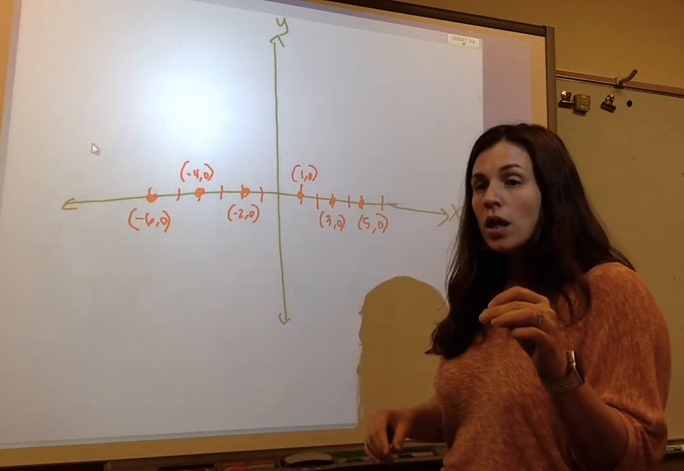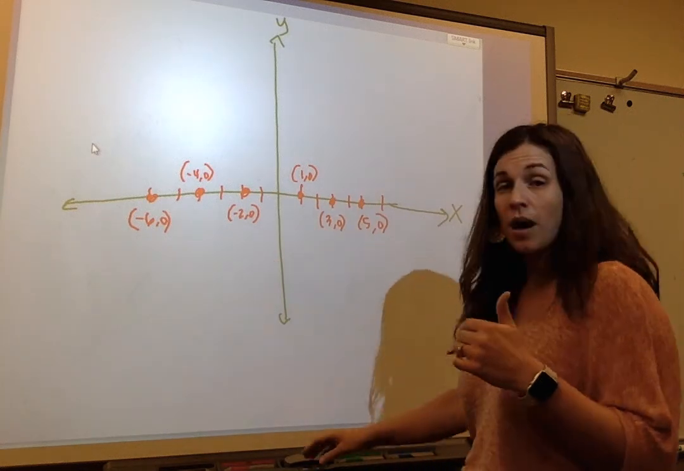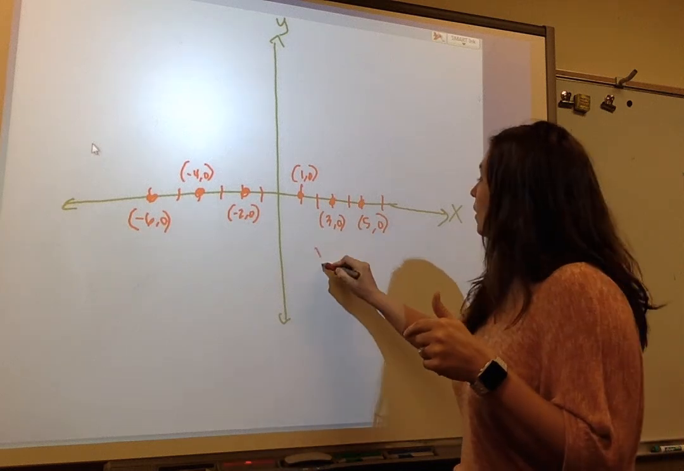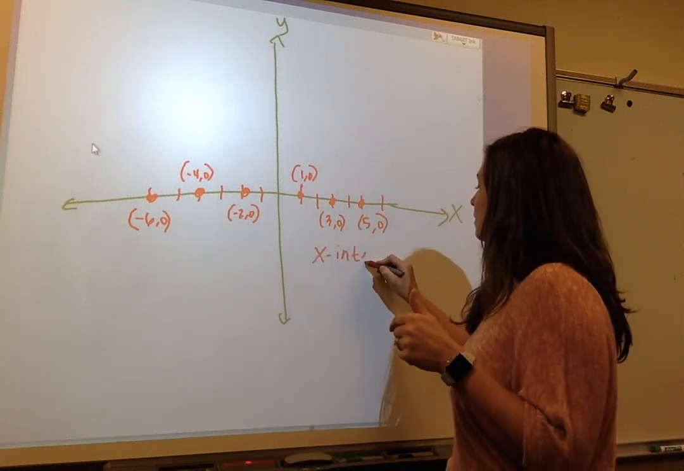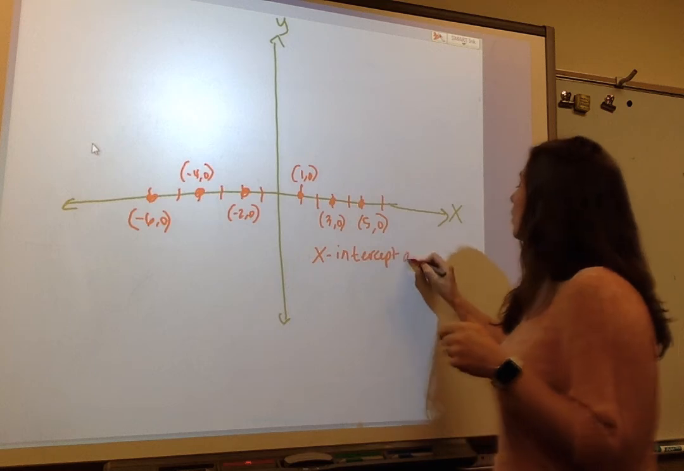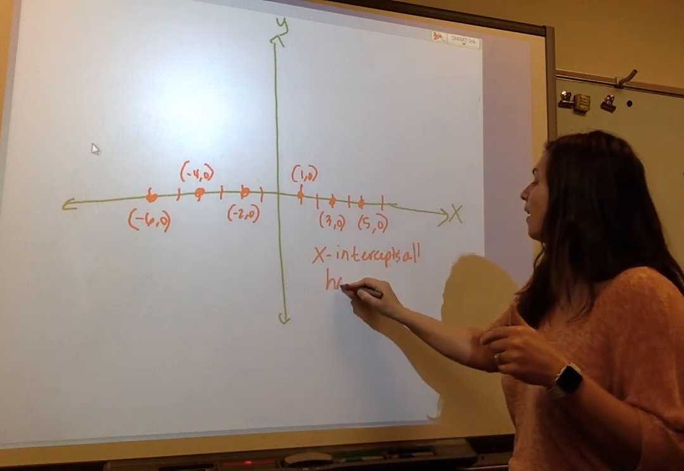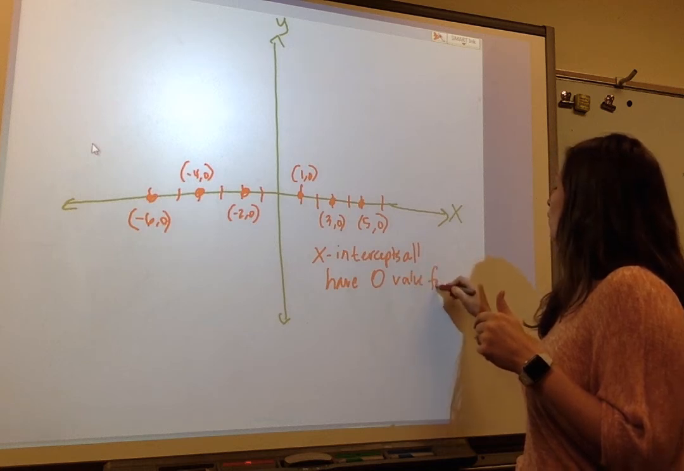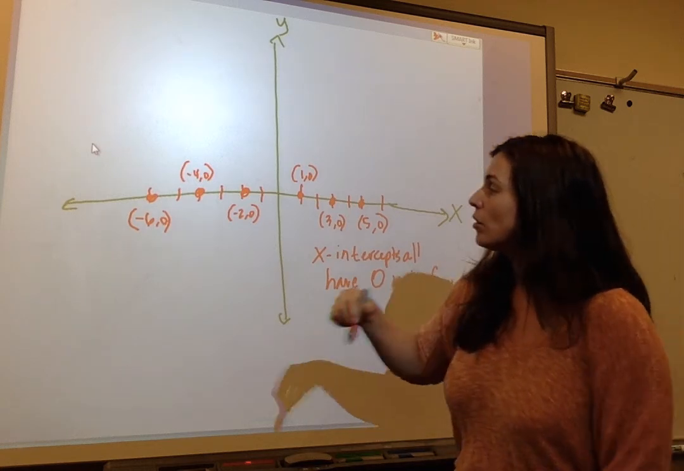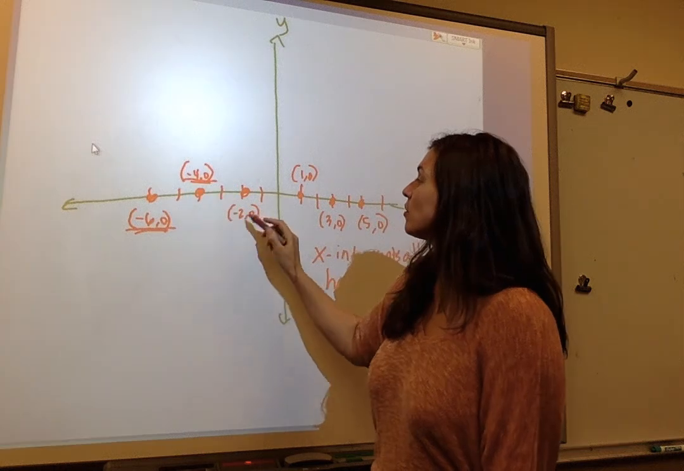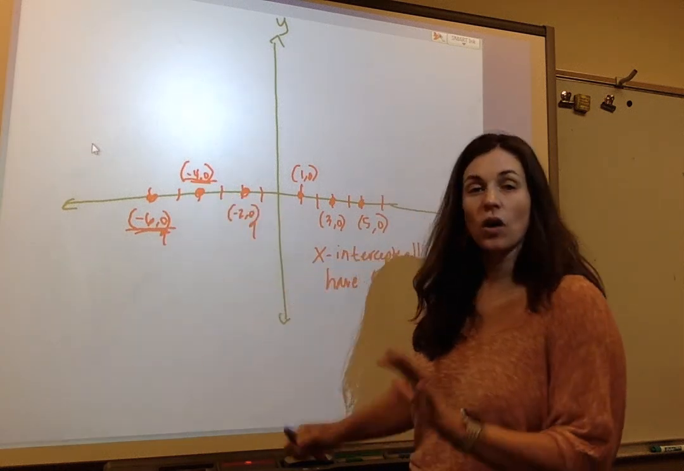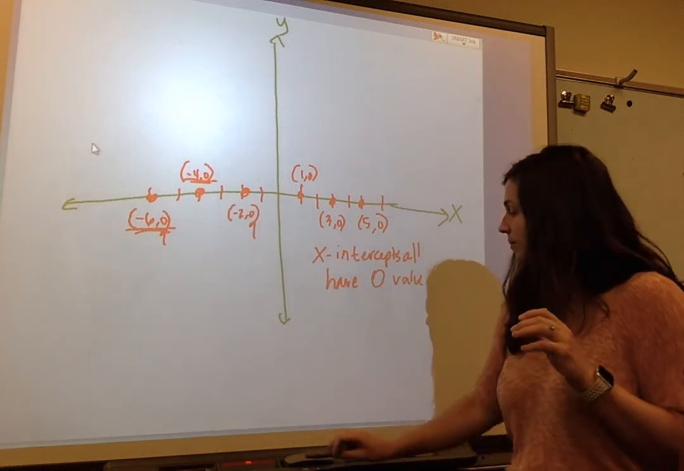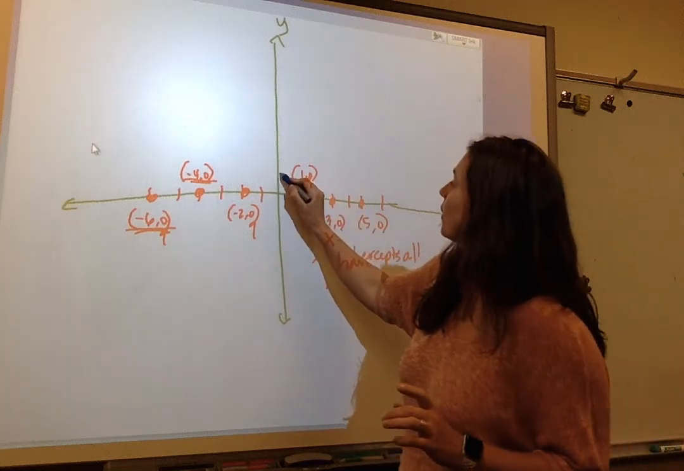What do all of these x-intercepts have in common? Your x-intercepts all have 0 value for y. So no matter what, for all x-intercepts, your value for y is always 0. Always. Now, I want you to look at these points.